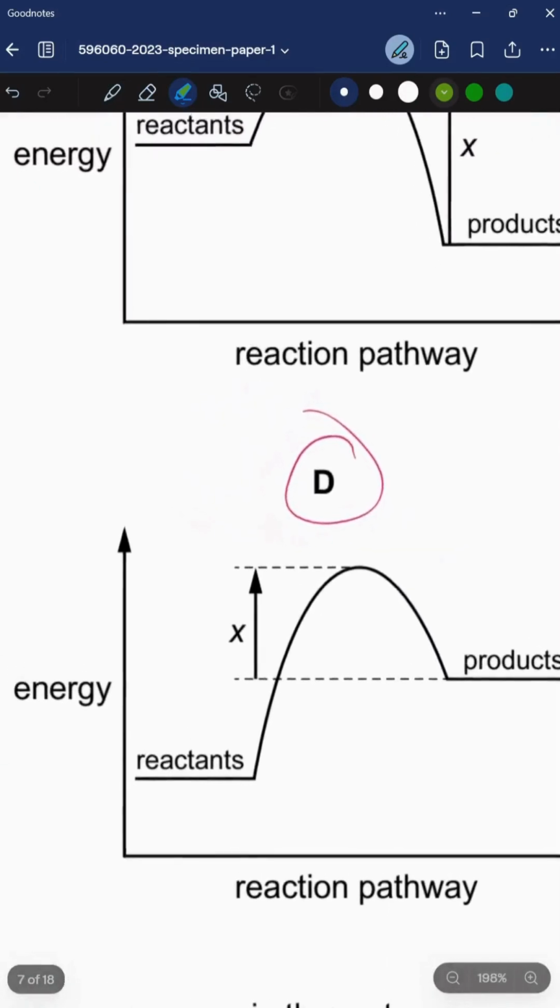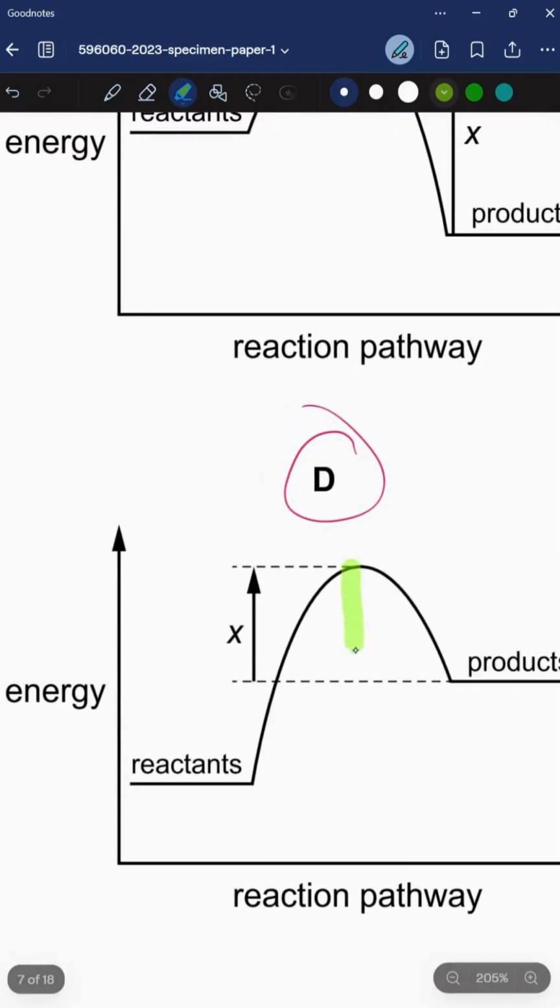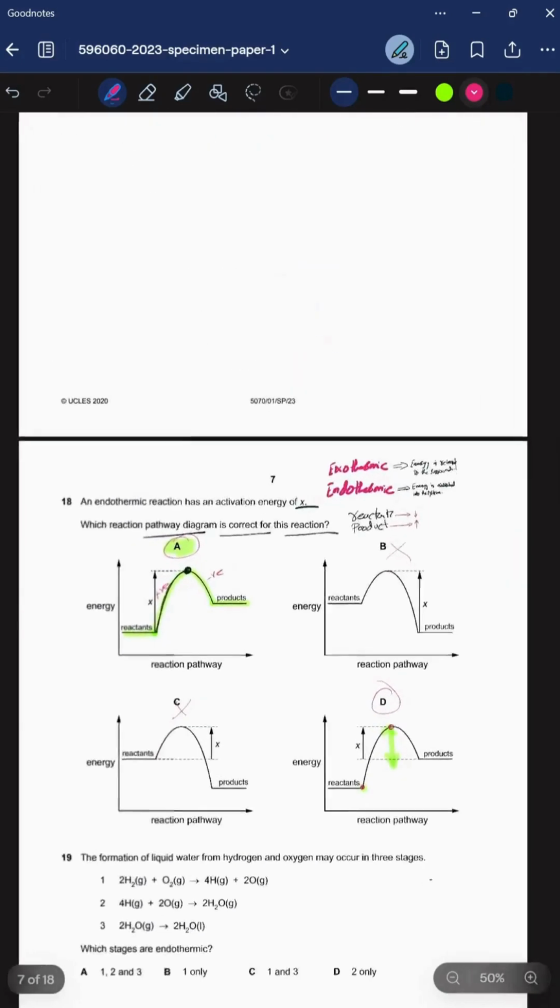Or if I just do the critical analysis of option D, you can see that this is not the activation energy. Why? Because it's not starting from the reactant side. So activation energy should start from the reactants. Why? Because that's what activation energy means. Okay, how much energy reactants need to activate the reactant.